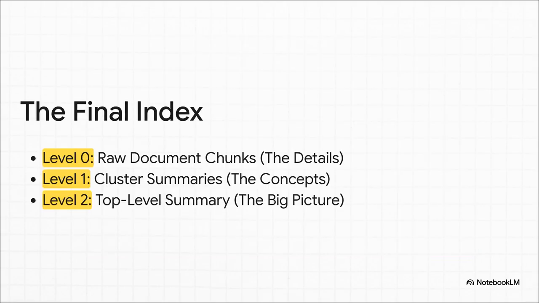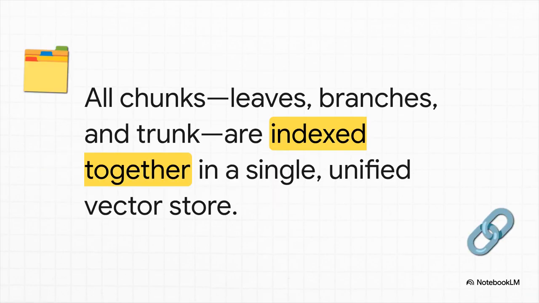So at the end of the day, your final vector index has everything in it, not just one type of chunk. You've got your level 0, which is the raw document chunks, all the details. Then you have level 1, the cluster summaries. These cover the main concepts. And finally, level 2, that top-level summary, which gives you the absolute big picture. And this is maybe the most important takeaway. All of these different pieces, the leaves, the branches, the trunk, they all get indexed together in one single unified vector store. We're not talking about separate databases here. It's one big pool of information with all these different levels of abstraction, and it's all searchable at the same time.